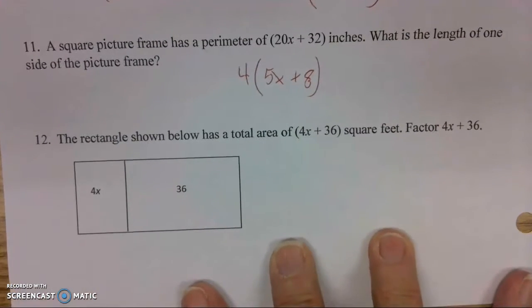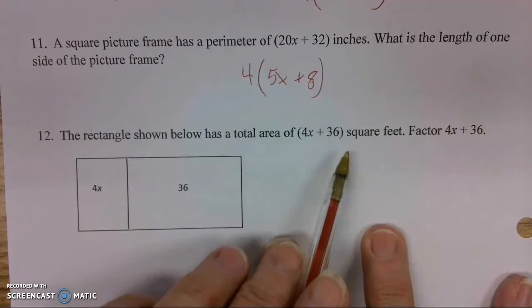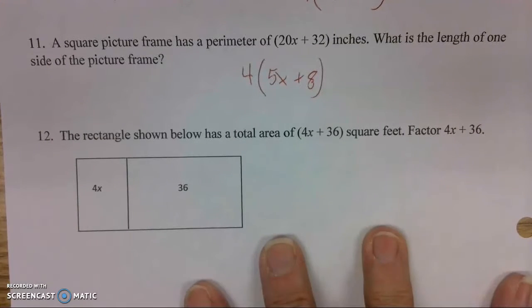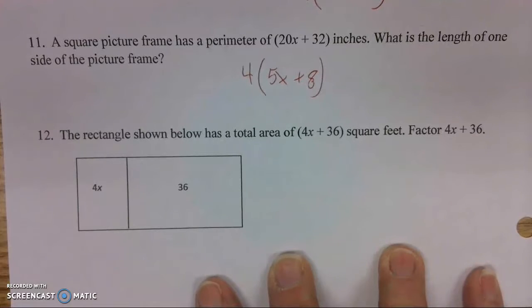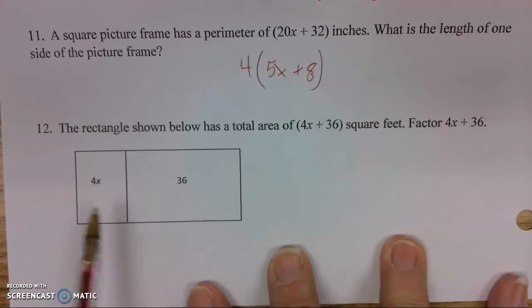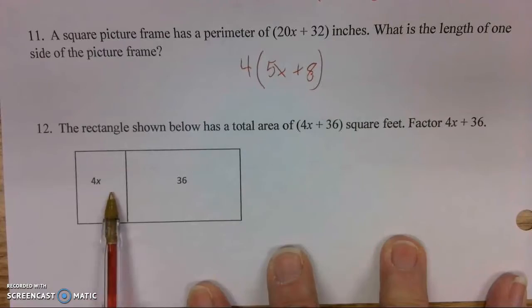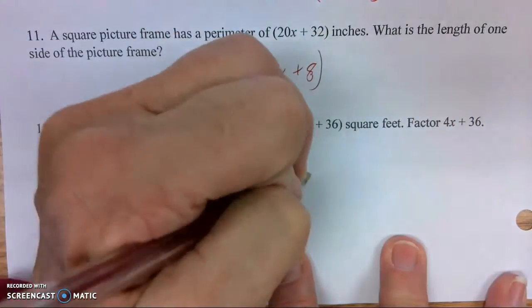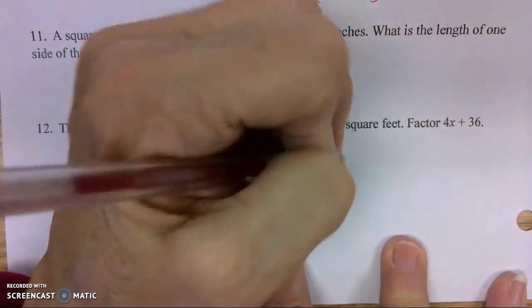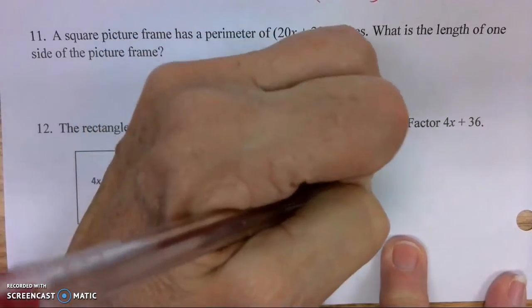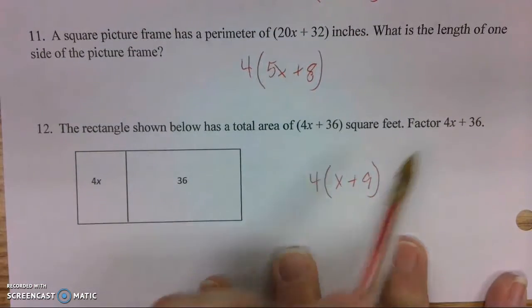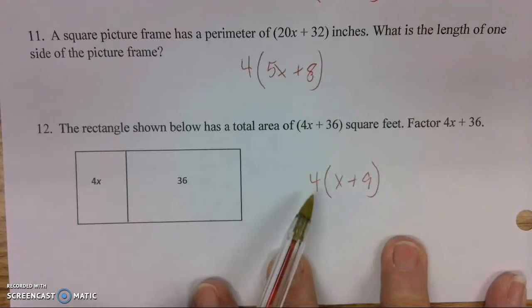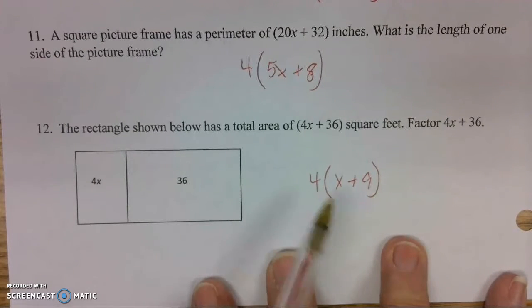And then on number 12, I have a rectangle. Total area is 4x plus 36, and I want to factor 4x plus 36. So what I'm looking for is kind of like the length and the width. I already know that this is my total area. So to find the actual length and width, I want to factor. Well, I know that 4 is my greatest common factor. I know that 4 times 1 is 4, and 4 times 9 is 36. So my length and my width of this rectangle is 4 and x plus 9.